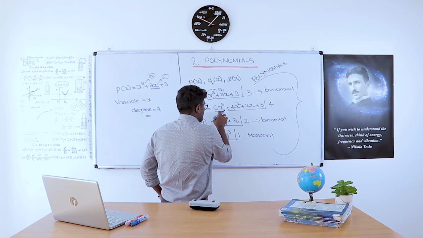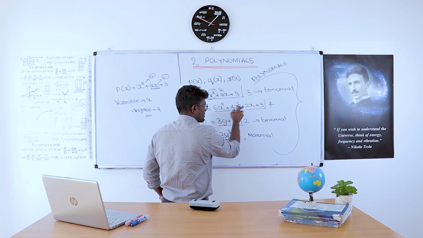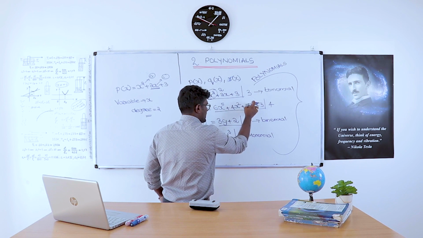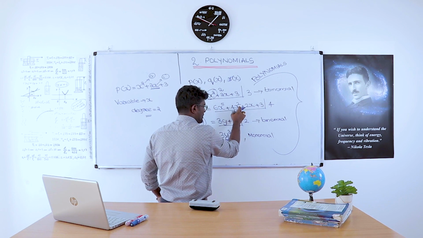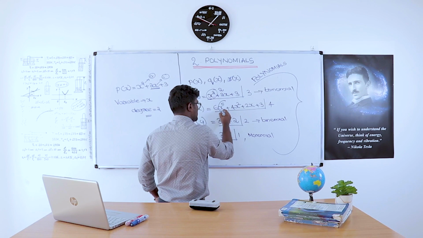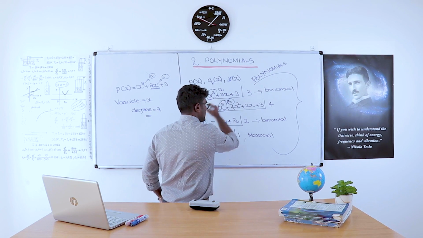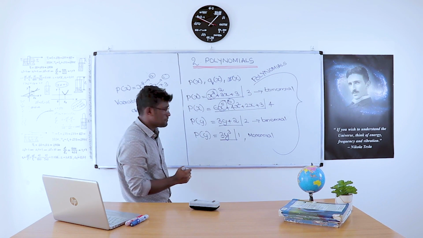Right. 6x raised to 5 plus 4x square plus 2x plus 3. Here the power of x is 1. Here the power of x is 2. Here the power of x is 5. So the highest power is 5. So the degree of the polynomial is 5.